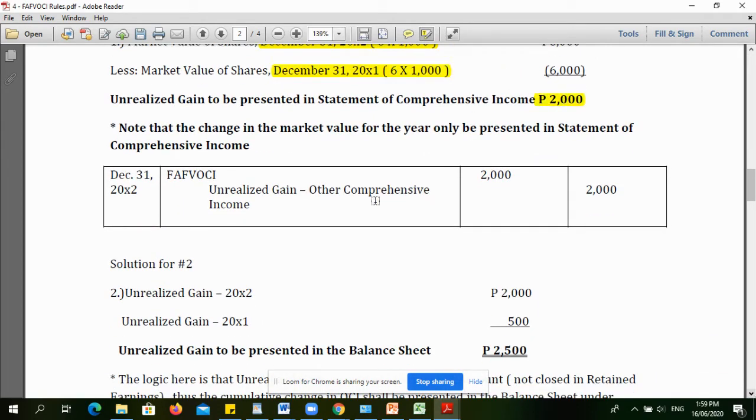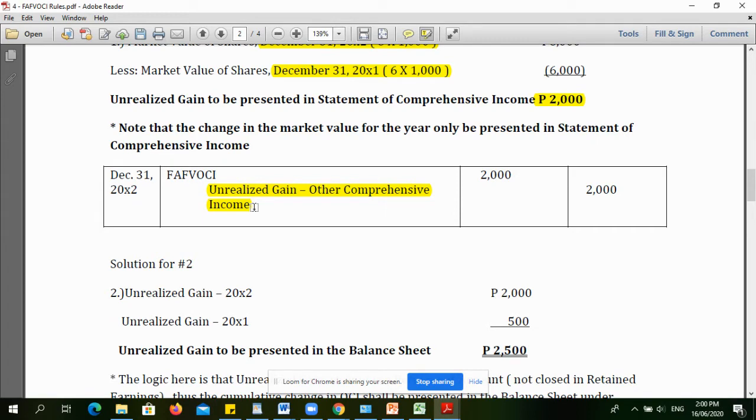So, at the end of the year, by December 31, 20x2, we debit FAFVOCI and we credit unrealized gain, other comprehensive income. But, let's talk about number 2. What I want to emphasize is this account is a permanent account. Unrealized gain, other comprehensive income is a permanent account. What does it mean? It means that it will never be closed.